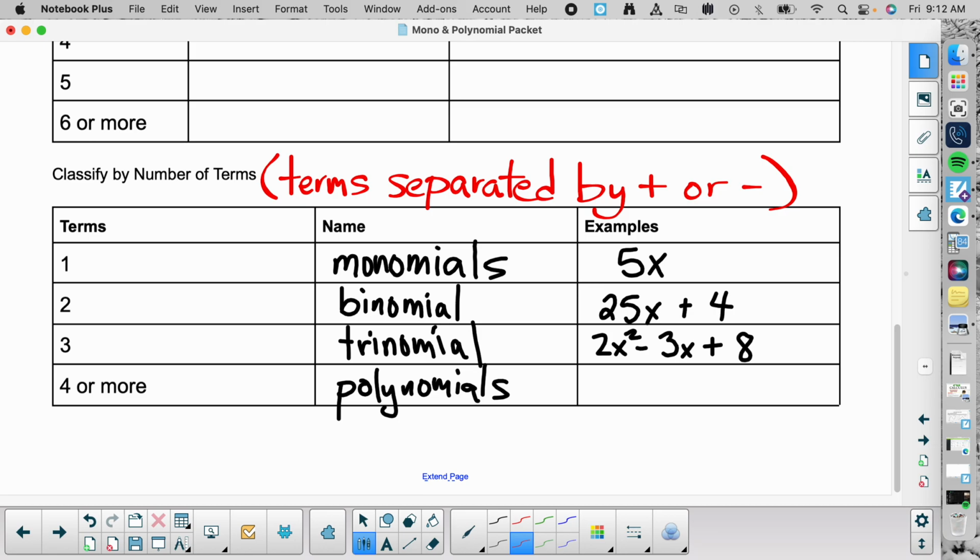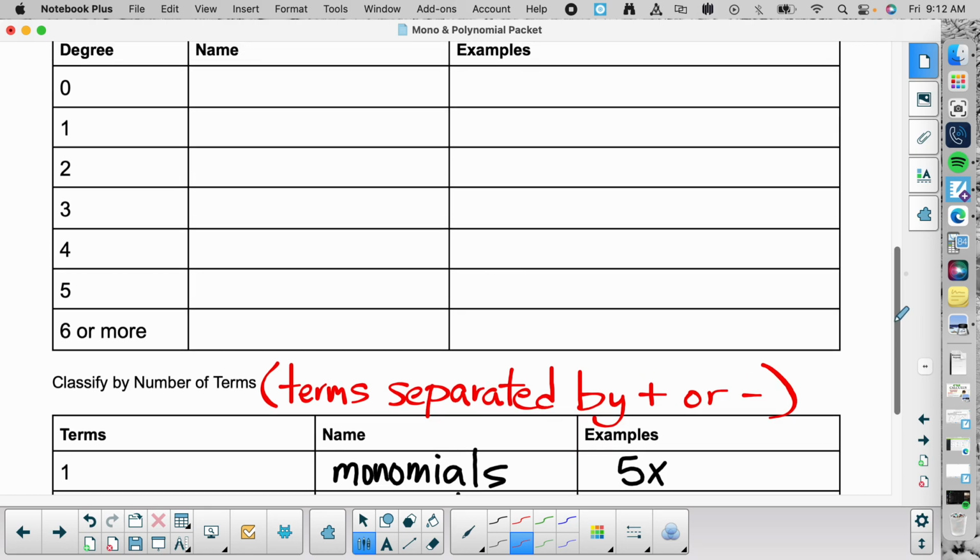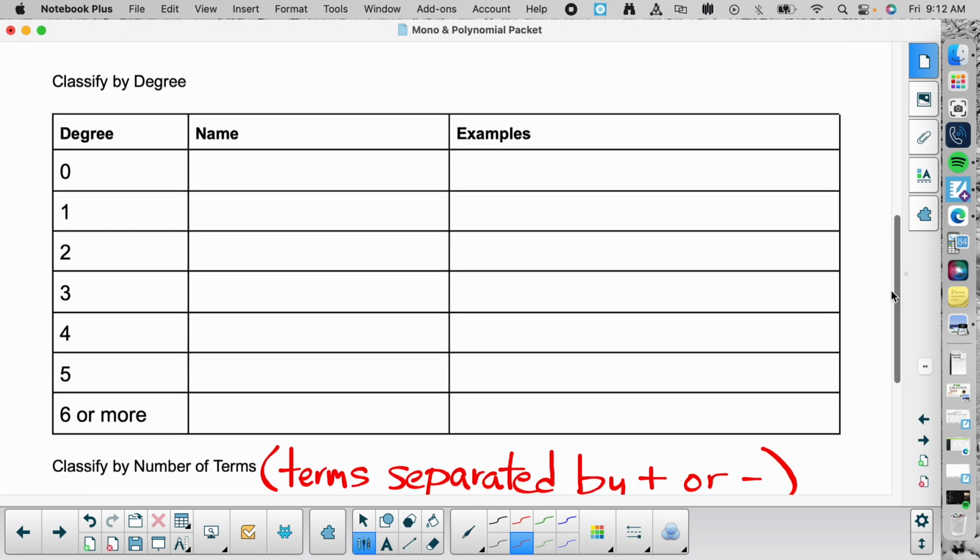All right. Are we okay with this? Probably. I feel like you guys are pros at this topic. All right, now we're going to go up. Classify by degree. Oh dear. Now this one is semi-logical, but not perfect. 0 degree is going to be called a constant.